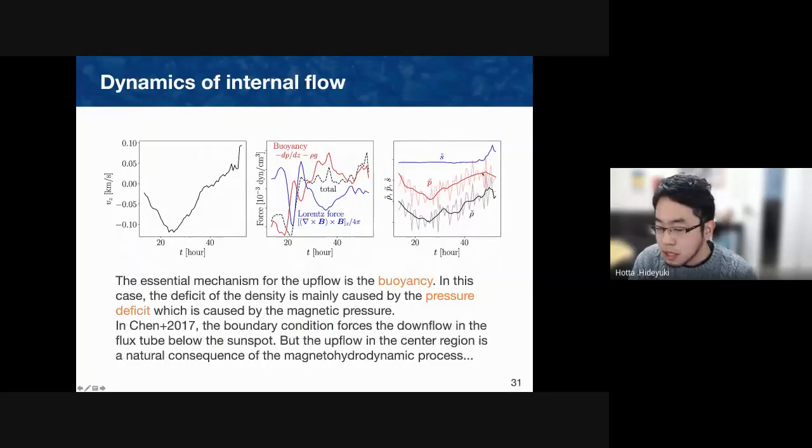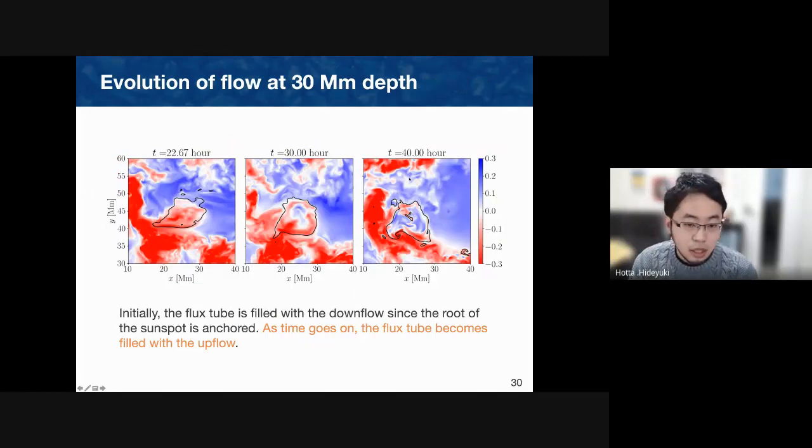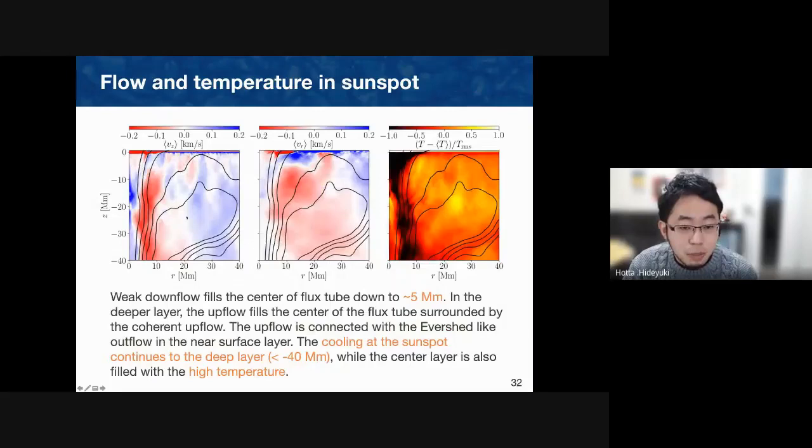So this is different from the previous one. So there is a strong magnetic field here, and this causes a small gas pressure, and this causes a small density and the upflow. This is a very natural consequence of the MHD. Okay. So this is a flow and a temperature in the sunspot. As I explained, this is the average one. We can see the upflow here and the downflow here, and here we see the divergent flow and the convergent flow here. And then, this is our new finding in our calculation. So temperature in the sunspot region is small, but in the deep layer, there is a hotter plasma. But this is caused by the upflow from the bottom.